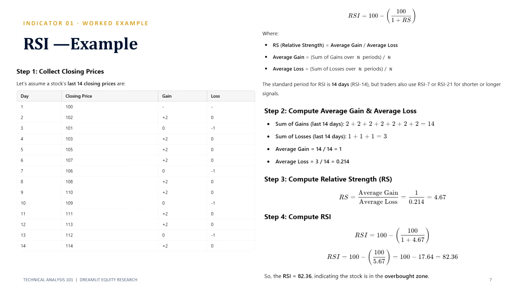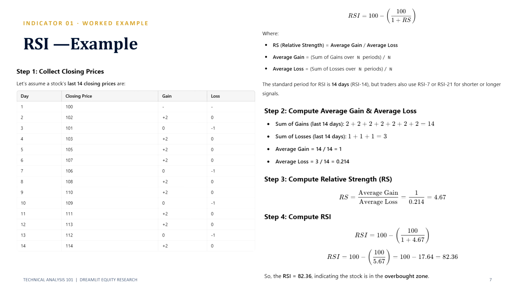Let's hand calculate RSI on a real sequence of numbers, step by step. Step 1. Collect the closing prices. Assume a stock's last 14 closes are 100, 102, 101, 103, 105, 107, 106, 108, 110, 109, 111, 113, 112, and 114. Walking day to day, the up days produce gains of +2 on 6 separate occasions. Actually 7, let's recount carefully.